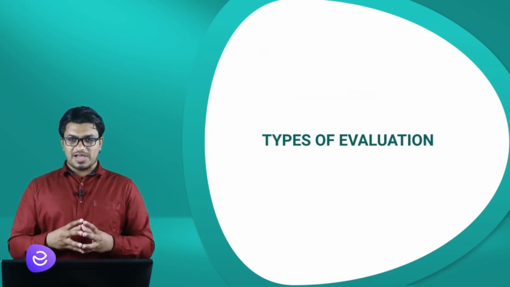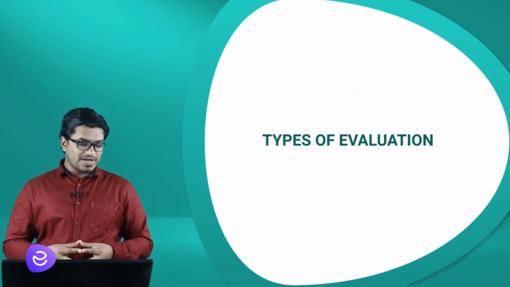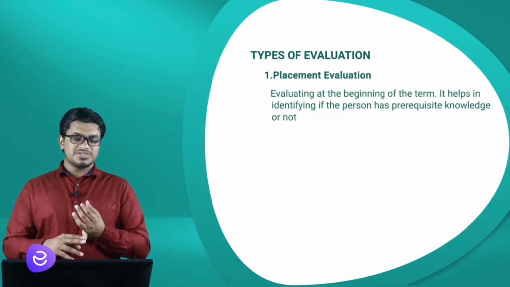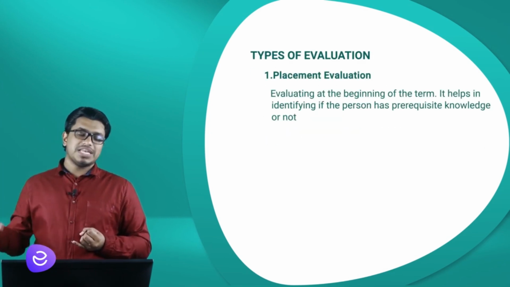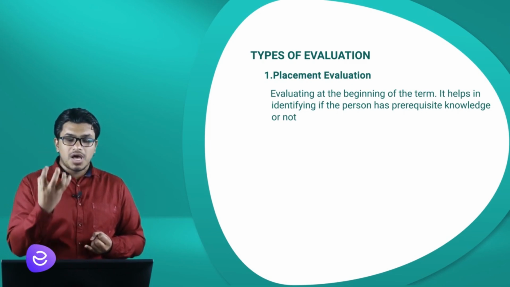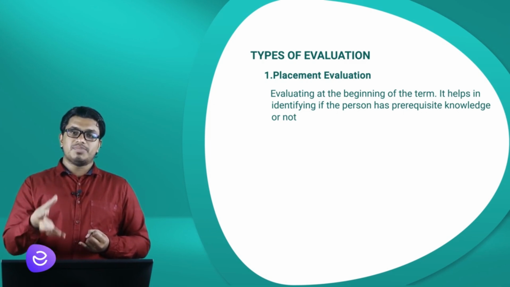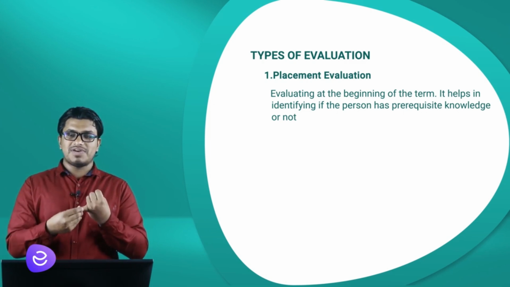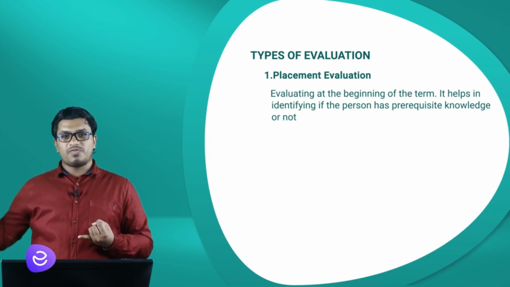Now the types of evaluation: we have mainly three types of evaluation. First one is a placement evaluation. It is the evaluation at the beginning of the term. It helps in identifying if the person actually has the qualities or the knowledge for this purpose. So that is a placement evaluation, the evaluation done before the term.